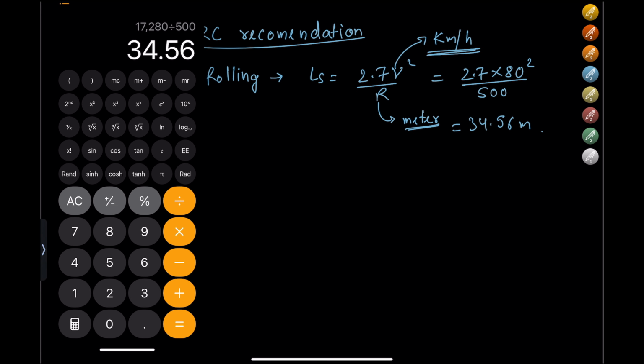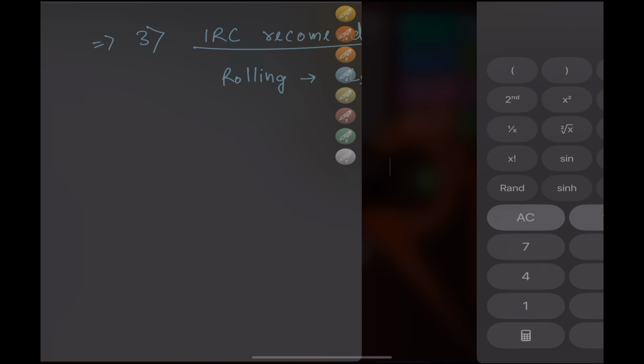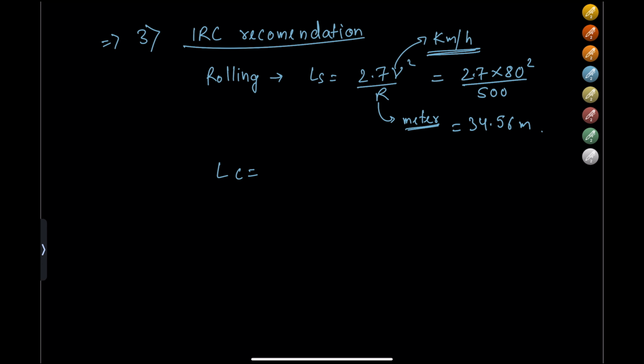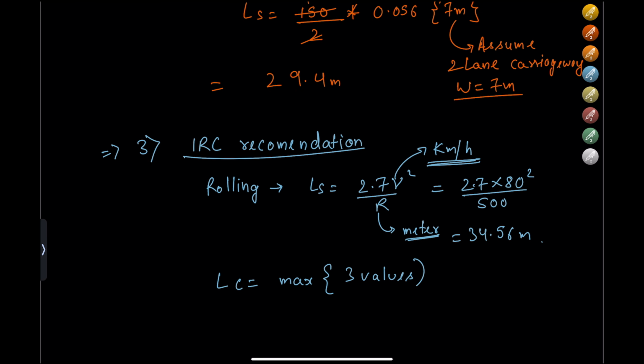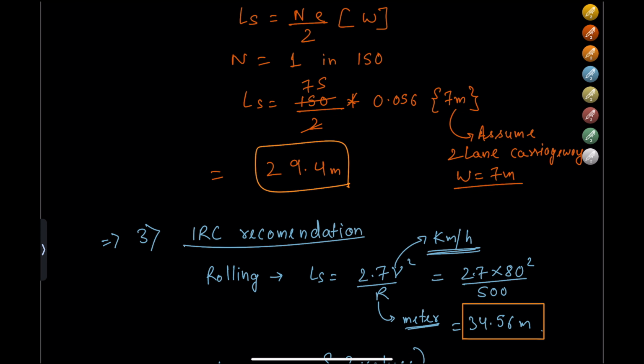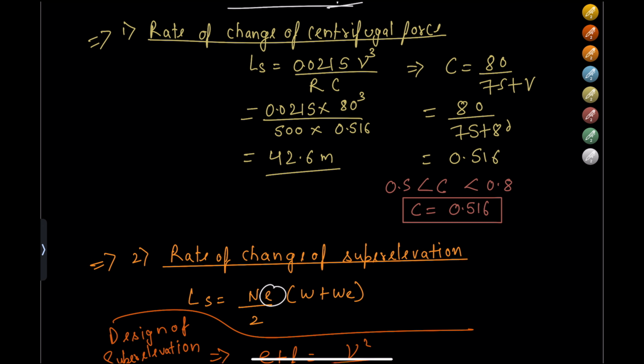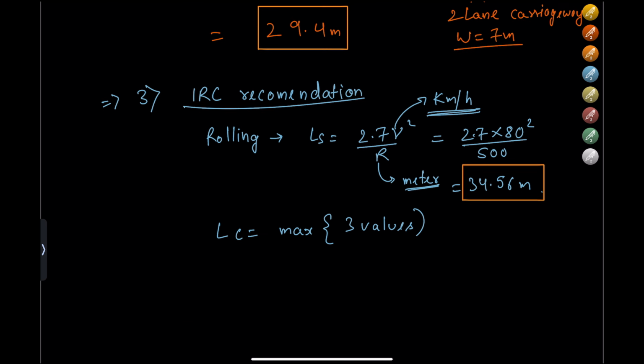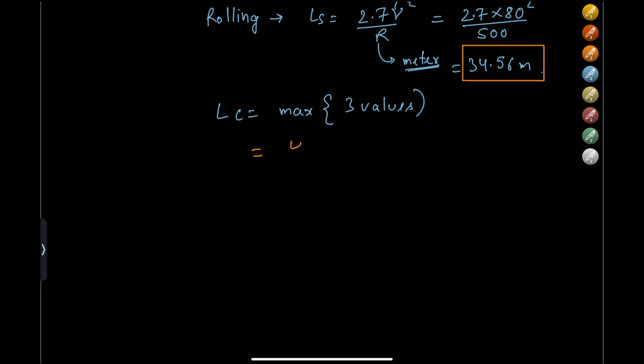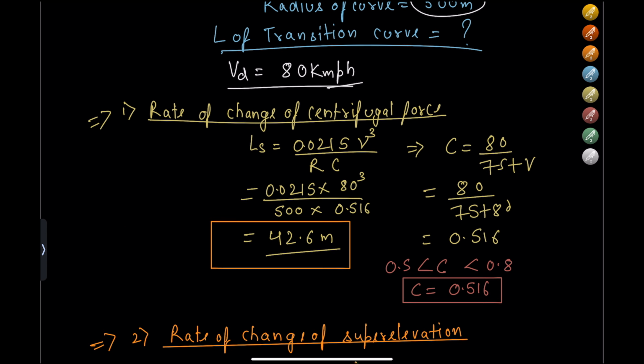meter. Since length of the transition curve is equal to the maximum of three values, we have to have a look at the first value, next this value, and also the length of transition curve provided by change of centrifugal acceleration. The value of transition curve hence would be equal to 42.6 meters. So that is all for this numerical.